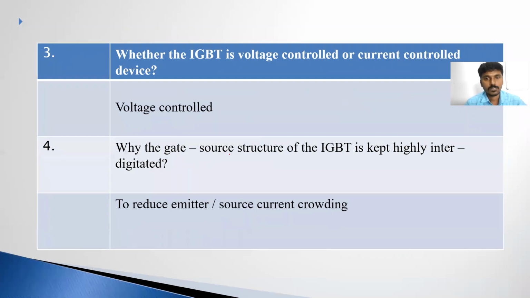Why is the gate source structure of the IGBT kept highly integrated? Why do we make it highly integrated? In order to reduce the current density. Okay, in order to reduce the current density means to reduce the emitter source current crowding. Crowding means density.